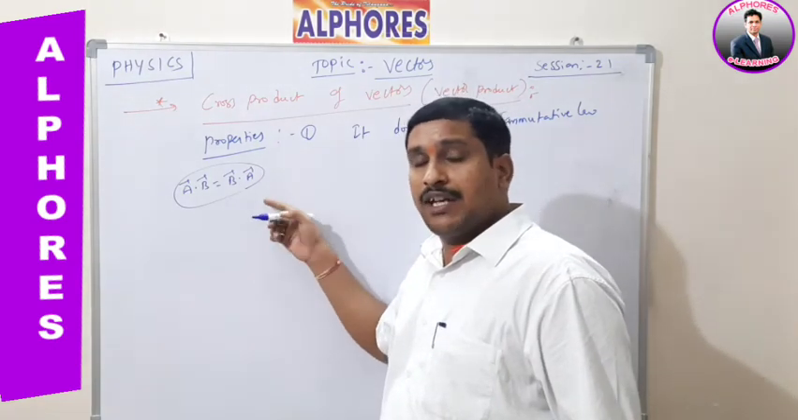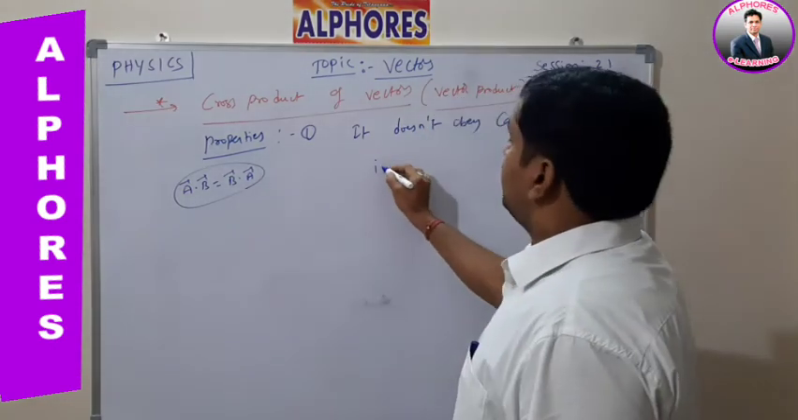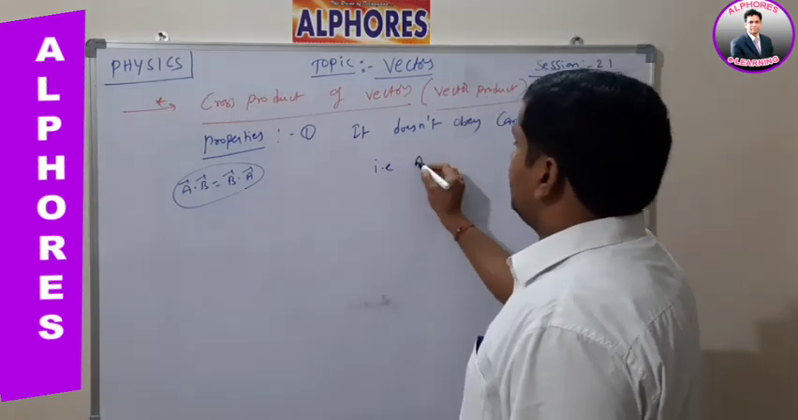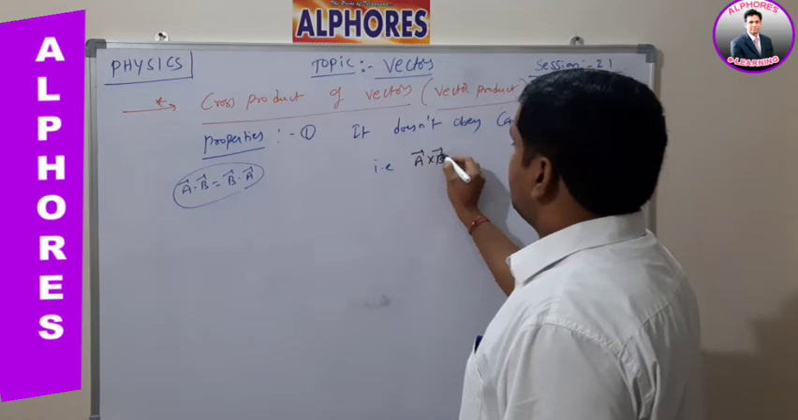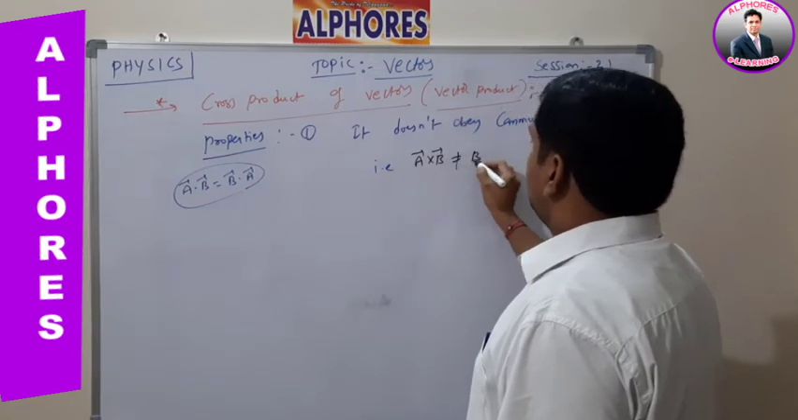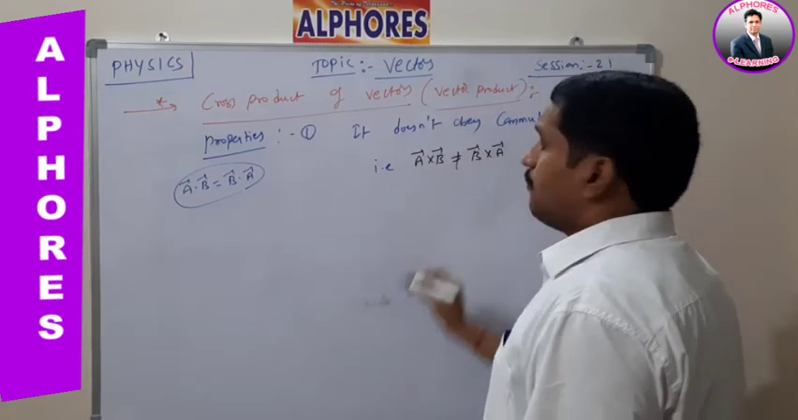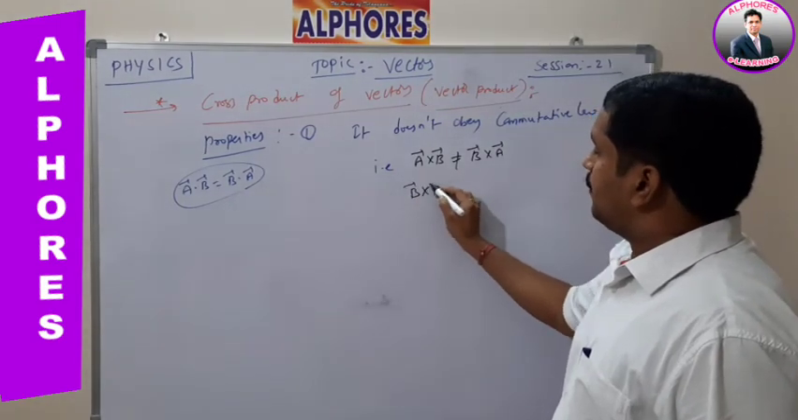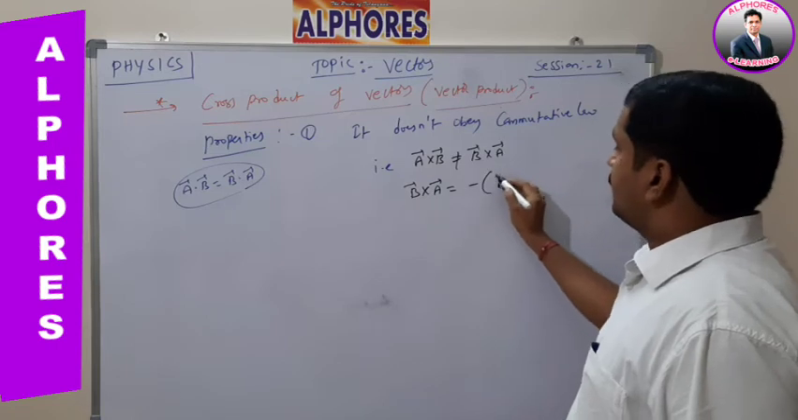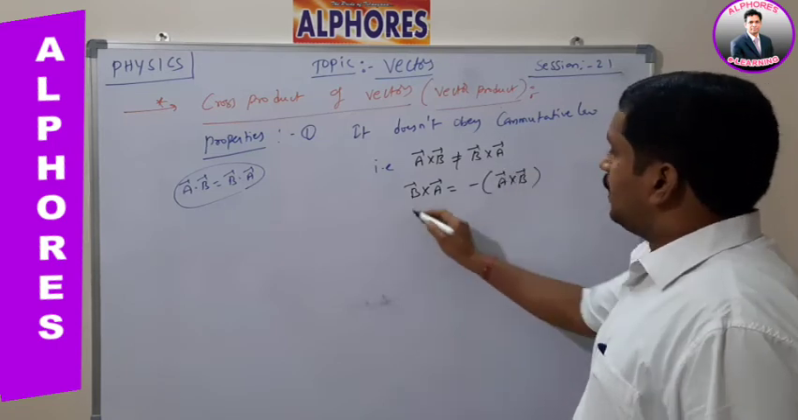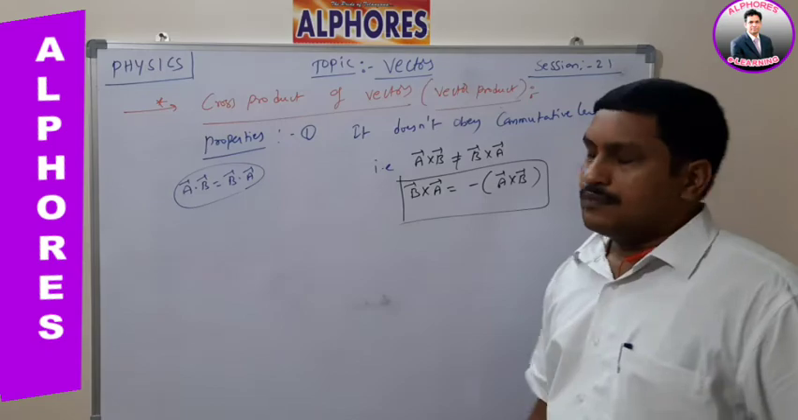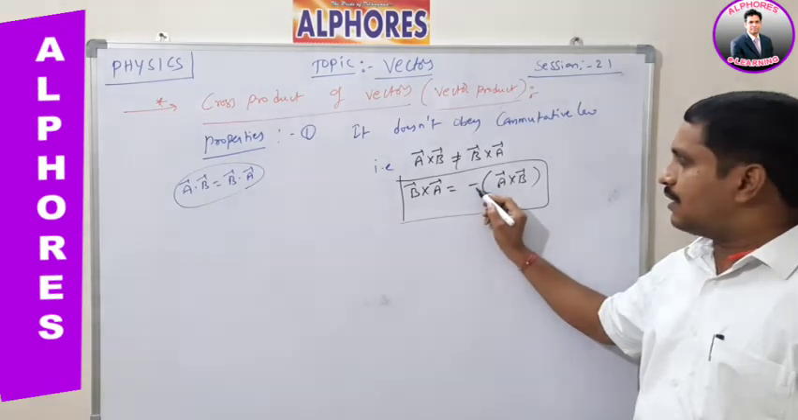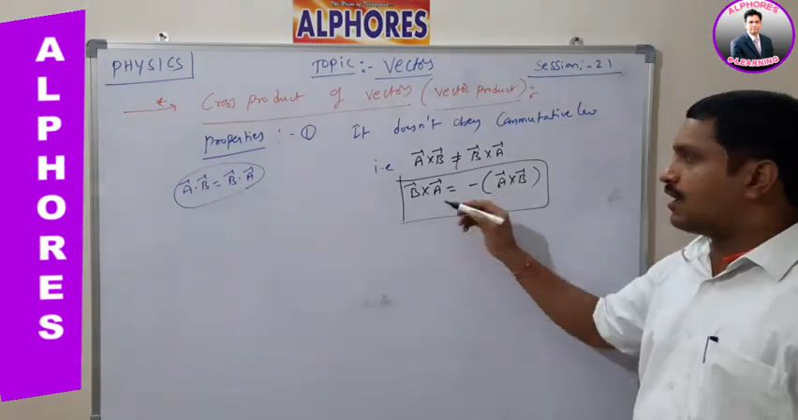Why? Because these are oriented in opposite directions. What is the formula here? Listen carefully. A bar cross B bar is not equal to B bar cross A bar. Why? Because B bar cross A bar can be written as minus of A bar cross B bar. Is it clear, all of you? That means both have equal magnitude but are oriented in opposite directions. That's why here we got minus. That's why both are not equal.